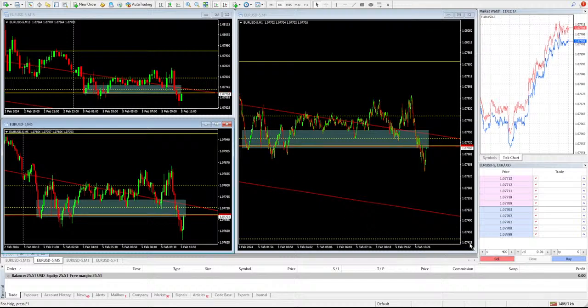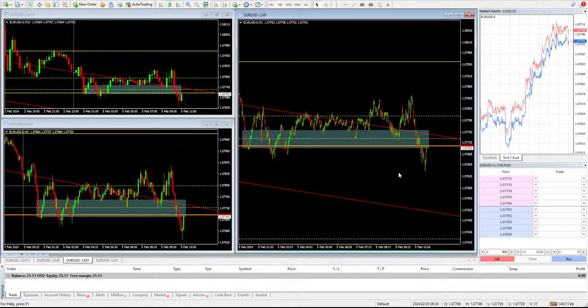And is London open now? Doesn't look like we're going to get much of a stop run. It may be actually kind of a slow day. But I'm going to look to probably take a short.